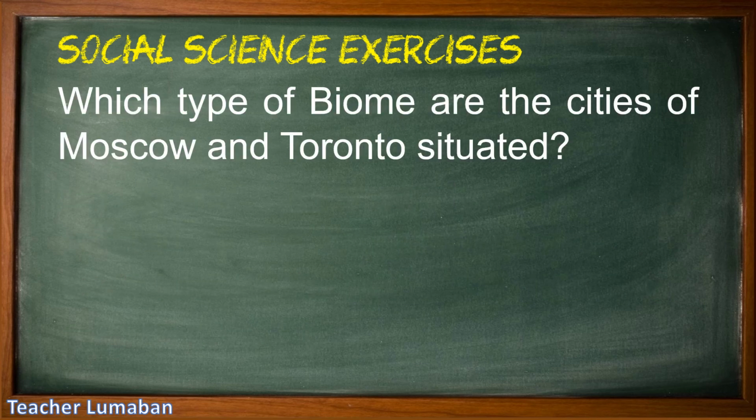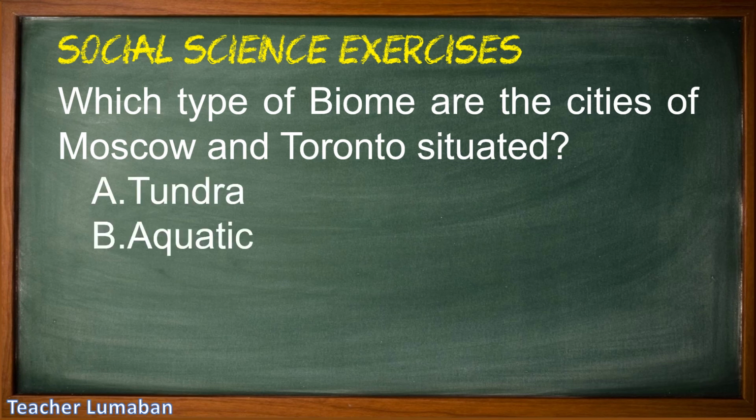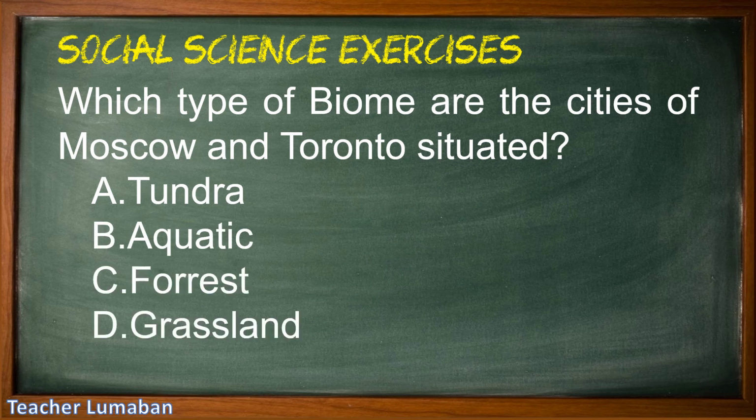In which type of biome are the cities of Moscow and Toronto situated? Letter A, tundra. Letter B, aquatic. Letter C, forest. Letter D, grassland.